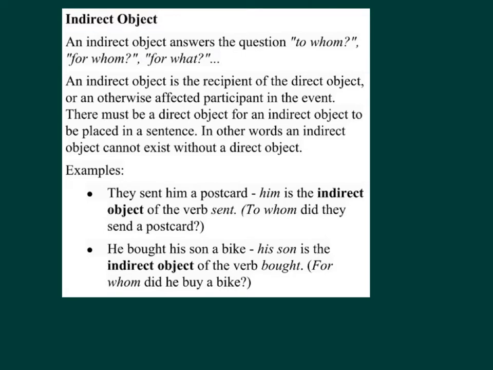For example, they sent him a postcard. Him is the indirect object of the verb sent. To whom did they send a postcard? Another example, he bought his son a bike. His son is the indirect object of the verb bought. For whom did he buy the bike?